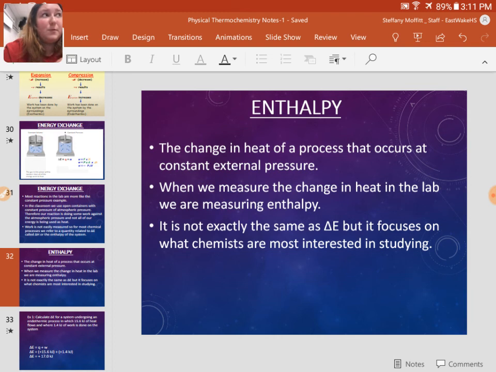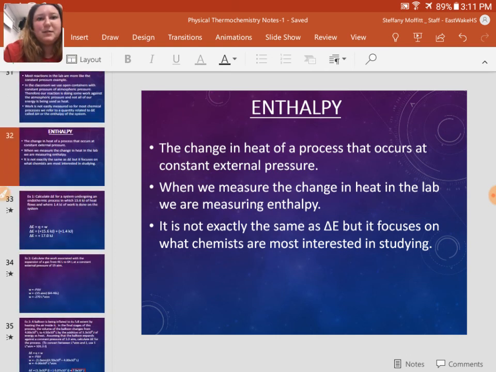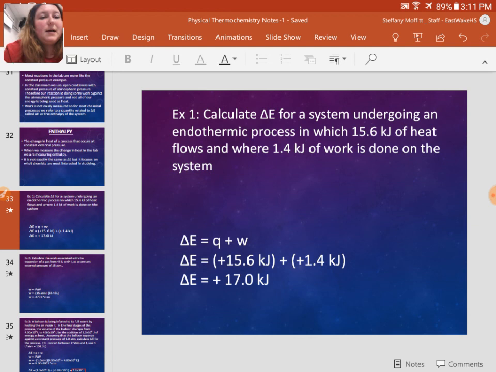And we will do that in a couple labs. It's not the same thing as delta E, but it's easier to find than delta E. So number 1 says, calculate delta E for a system undergoing an endothermic process in which 15.6 kilojoules of heat flows and where 1.5 kilojoules of work is done on the system. So I see delta E equals Q plus W, and you just plug and chug: 15.6 kilojoules plus 1.4 kilojoules, 17 kilojoules.